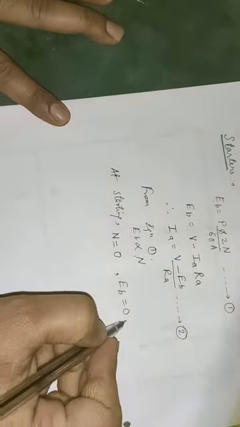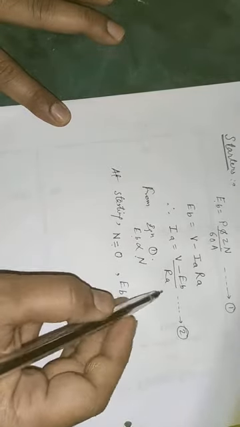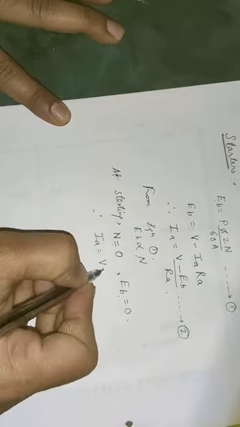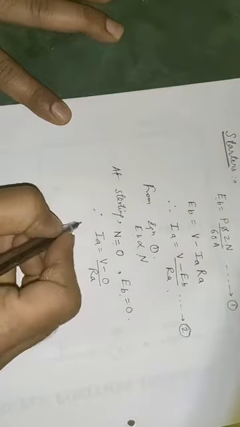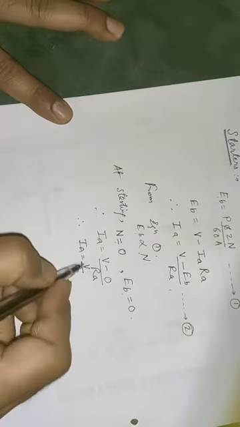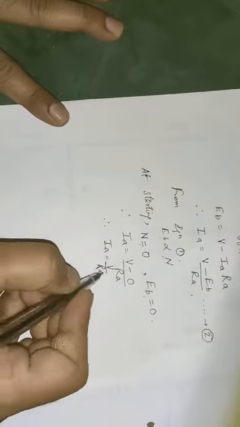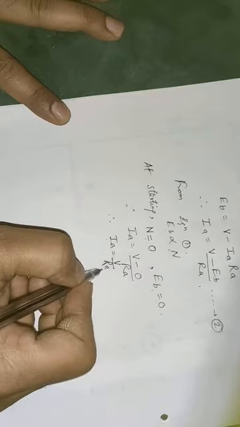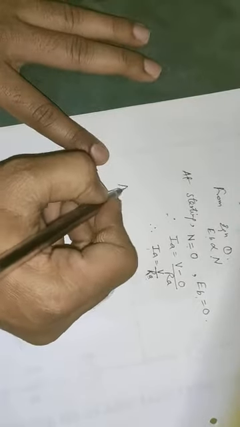Now put this in equation number 2. N is equal to 0 and EB is equal to 0. We will have IA is equal to V minus 0 divided by RA. Therefore IA is equal to V by RA. Now what does this equation suggest? This equation suggests that when your RA decreases, your IA will increase. We can see how.